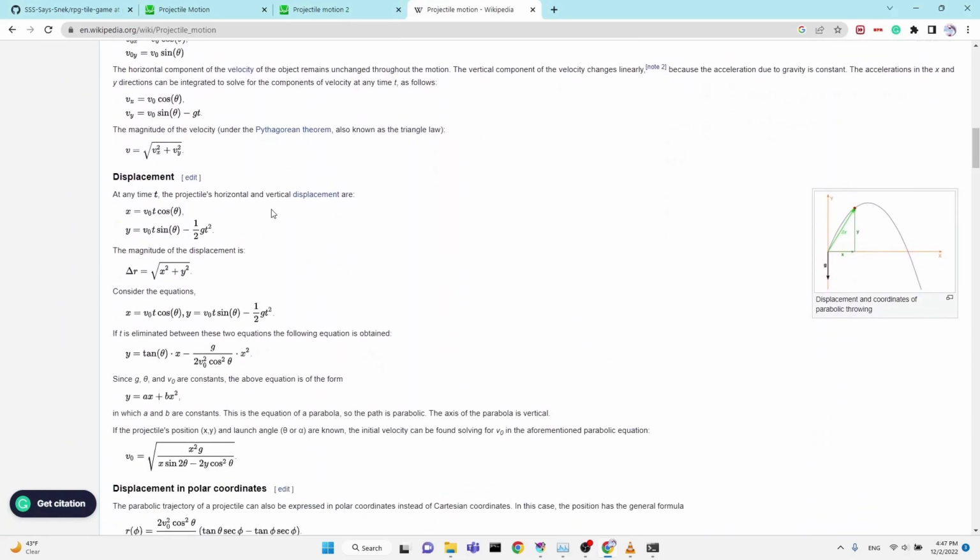Now, the first thing we need to know about projectiles is how to calculate their position. Otherwise, there wouldn't be a projectile. So, under this displacement category, at any time t, the projectile's horizontal and vertical displacement are x equals vt cosine theta and y equals vt sine theta minus half g t squared. If you know some basic trigonometry, you'll find that this makes a lot of sense.